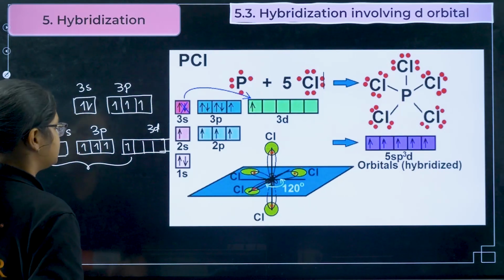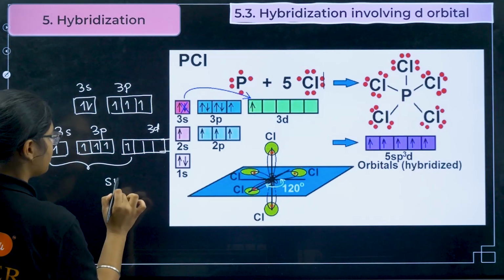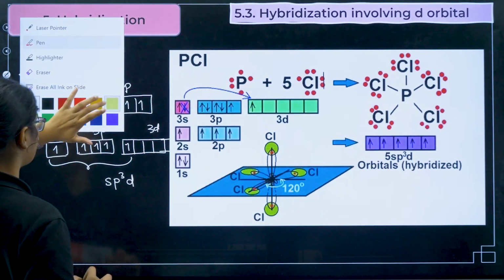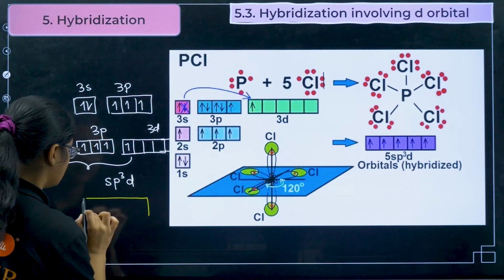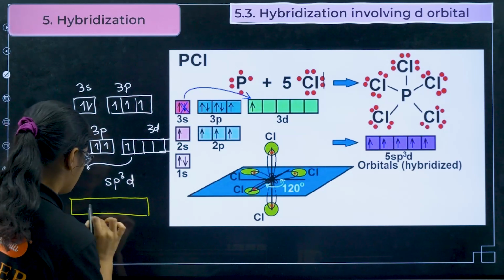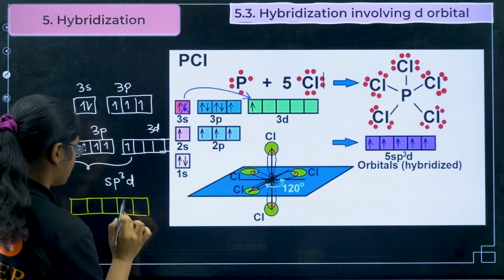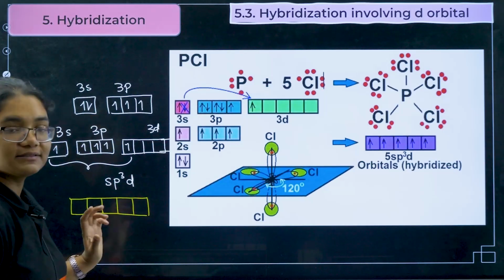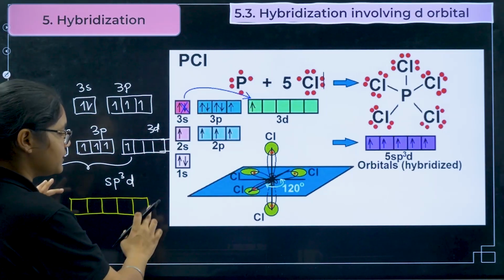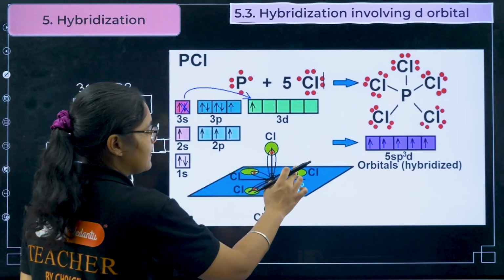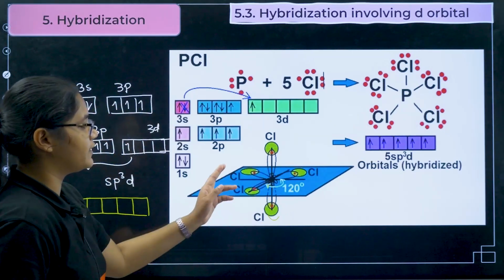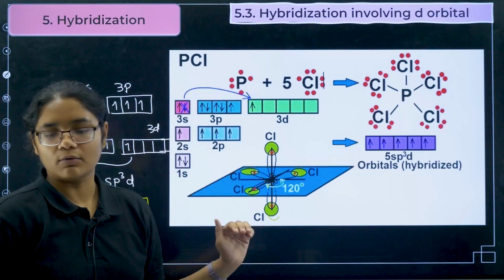These orbitals undergo hybridization, so there is sp3d, right? These 5 orbitals form 5 hybrid orbitals, that is sp3d hybrid orbitals. Okay, 5 new hybrid orbitals are formed. Now of these hybrid orbitals of phosphorus, you can see there are 3 orbitals in one plane and 2 orbitals in the other plane, and they are forming bonds with chlorine atoms.